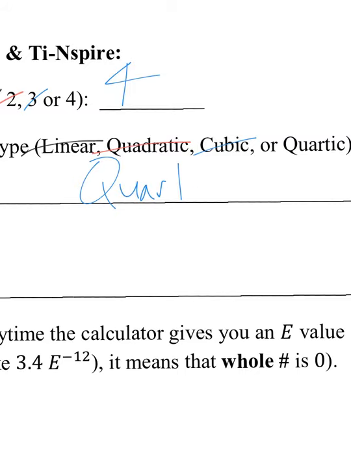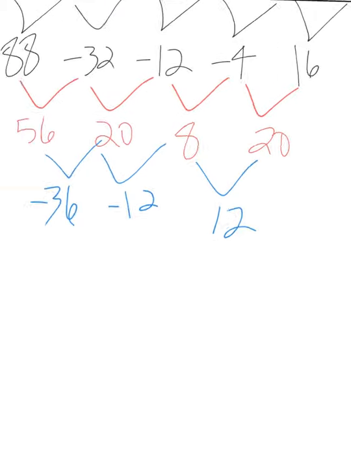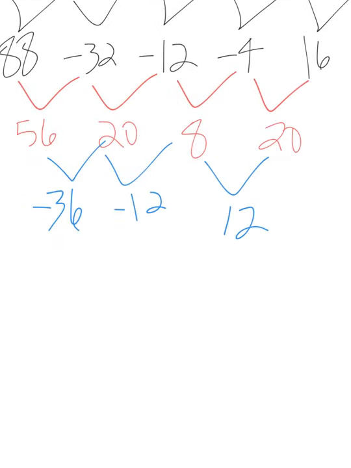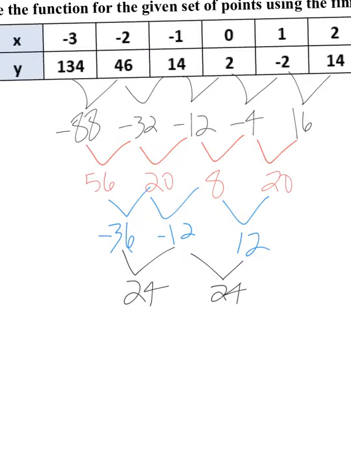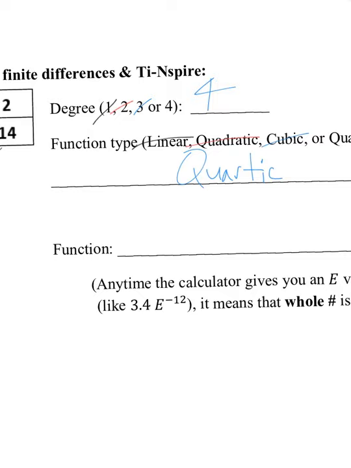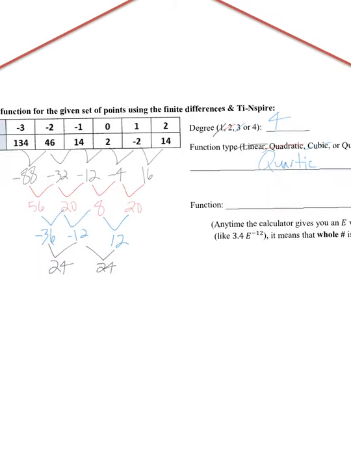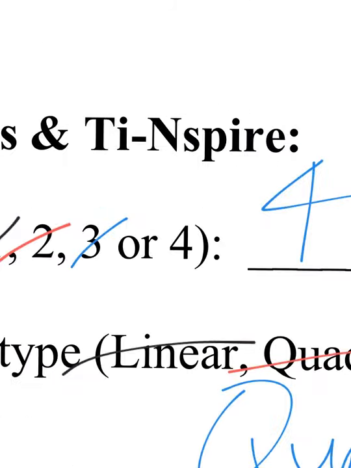But I'll go back and I'll just show you that it definitely is quartic, because what is 12 minus -12? That's 12 plus 12, so that's 24. What's negative 12 minus negative 36? That's negative 12 plus 36, so that's positive 24. So when you zoom out here, you see that the 1, 2, 3, fourth row of differences are the same, making it a fourth degree function or quartic function. So if I want to get the function, I need to use the Ti-Nspire.